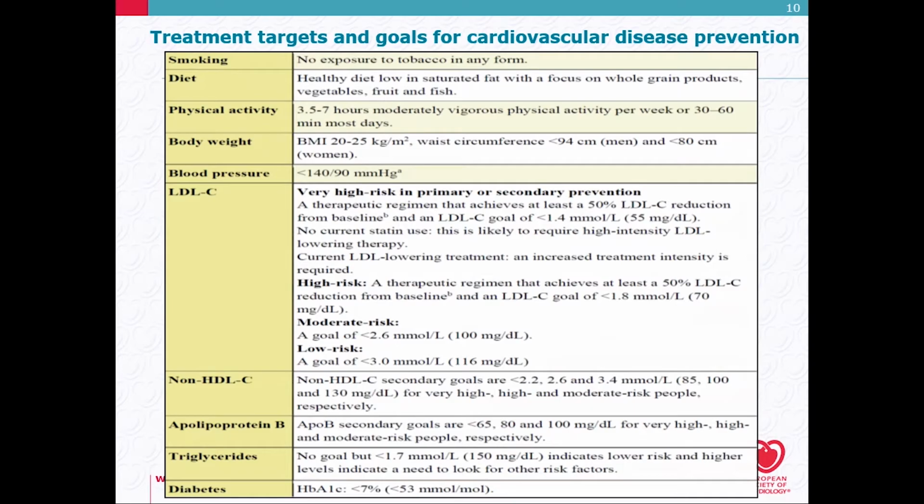And then what are the targets? Well, the target is the LDL, as I said, and the goals have been changed and made more intensive according to the risk. For the very high risk people, a 50% reduction is suggested, and an LDL goal of below 55 milligrams per deciliter.